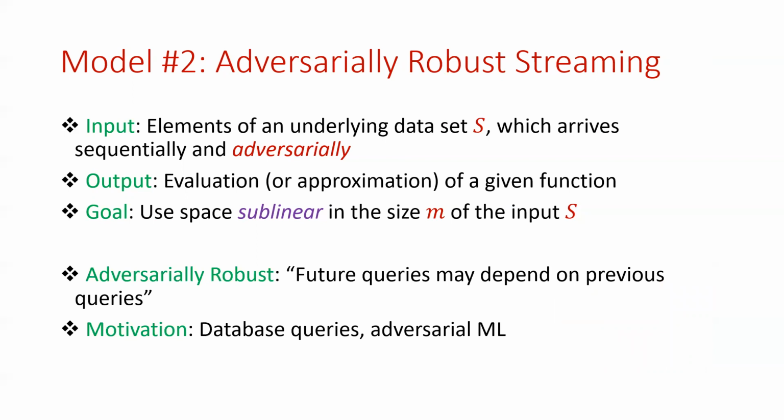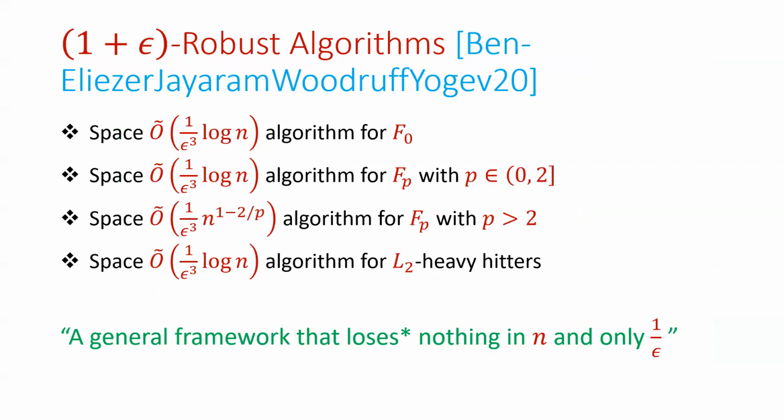So in this case, we call the input adversarial. But the premise is that future queries may depend on previous queries, even if the input isn't quite adversarially generated. And in some recent work by Ben-Eliezer et al., 1 plus epsilon robust algorithms were given for a number of these frequently studied streaming problems. And the overhead in terms of the epsilon dependencies was 1 over epsilon cubed. And so the main takeaway from this paper is that there's a general framework that loses almost nothing in n, and only 1 over epsilon factors in the approximation parameter epsilon.